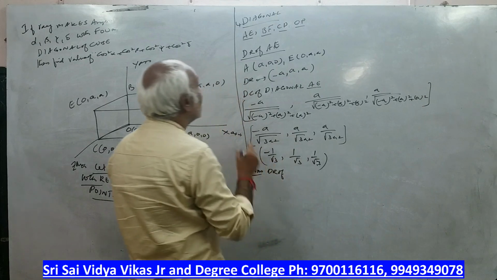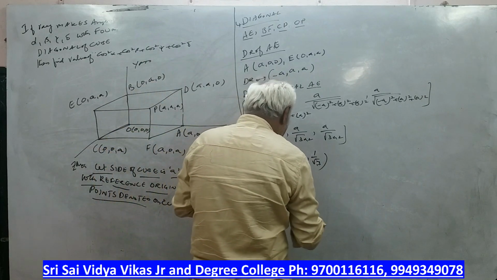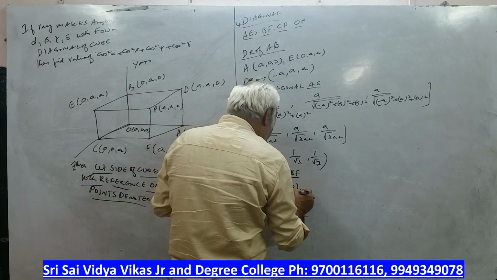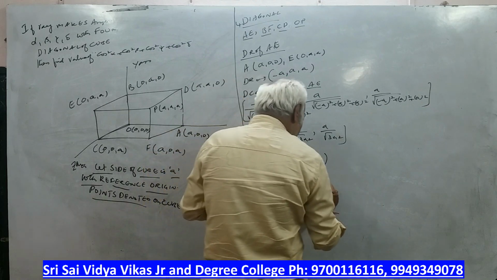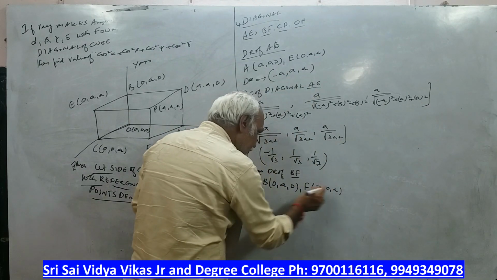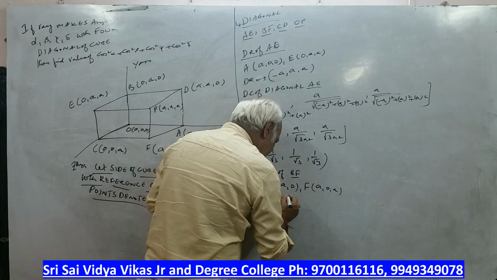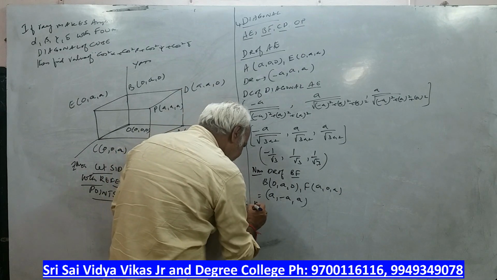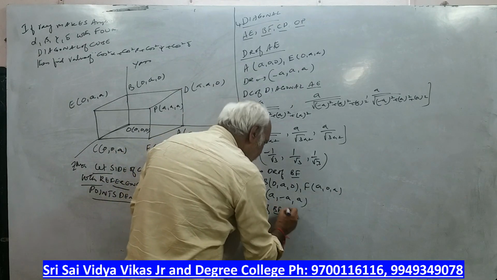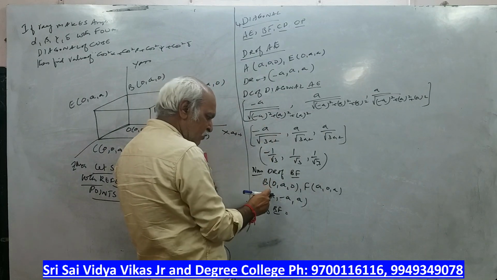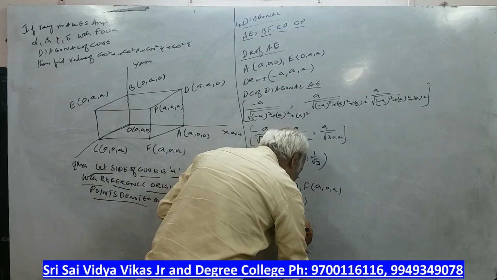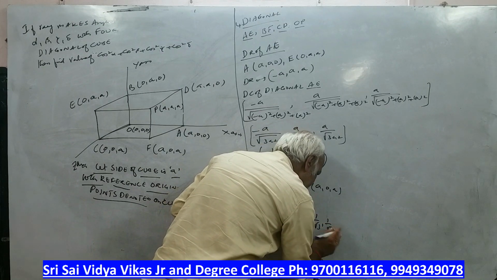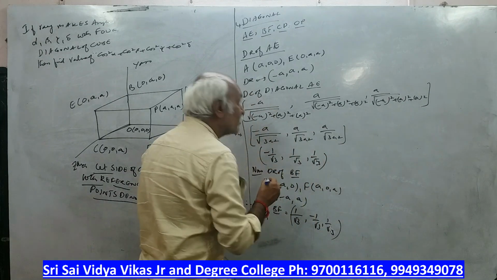DRs of the next one, BF. What is the B point? B point is 0 comma a comma 0. What is the F point? a comma 0 comma a. So this becomes a minus 0, 0 minus a, a minus 0, that is a, minus a and a. Therefore, I am writing DCs of BF. Here we have done this expression already, so we can write directly: 1 by root 3, minus 1 by root 3, 1 by root 3. Okay, first one only we should know. Next step.